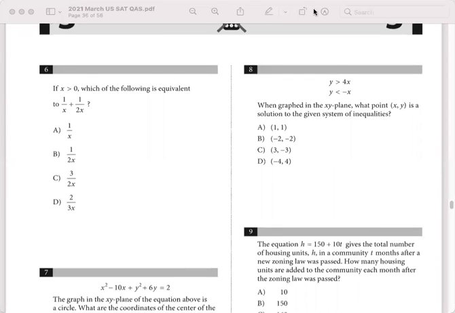Question 6. If x is greater than 0, which of the following is equivalent to 1 by x plus 1 by 2x? So I can take 2x as the LCM of the denominators. So I get 2 here and I get 1 here. So this becomes 3 by 2x. Option C.